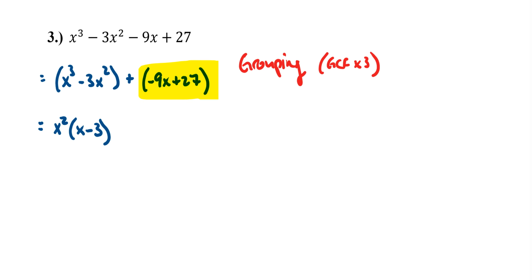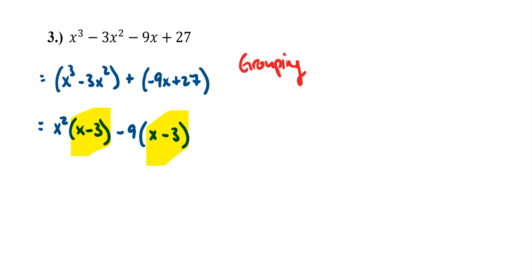The GCF between negative 9x and 27 is negative 9. If you divide both of those terms by -9, you end up getting positive x minus 3. So in order for grouping to work, we just did GCF twice. We need to do GCF one more time. In order for grouping to work, these parentheses need to be the exact same thing, which they are. They're both x minus 3.